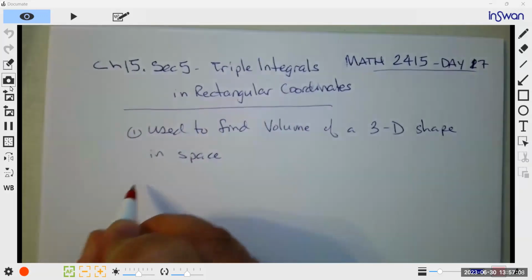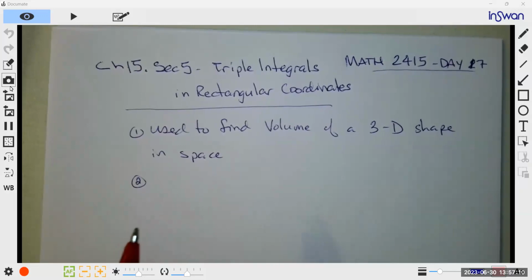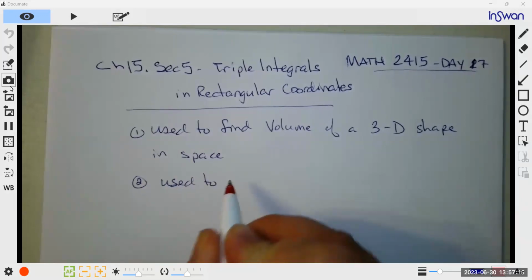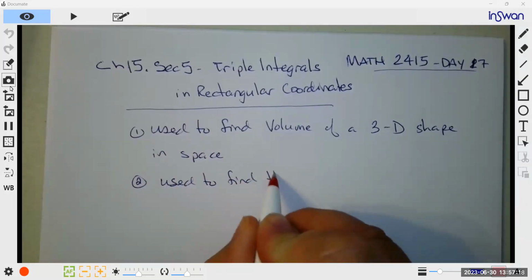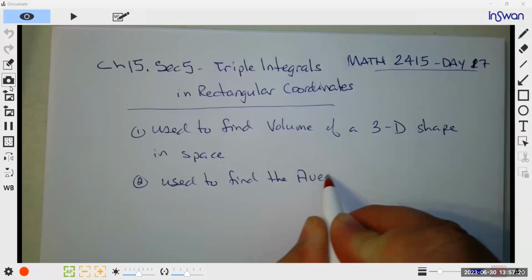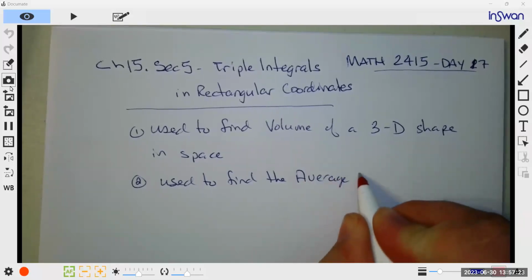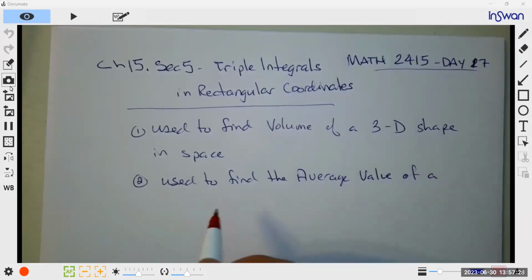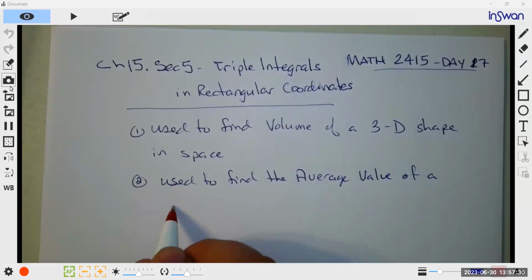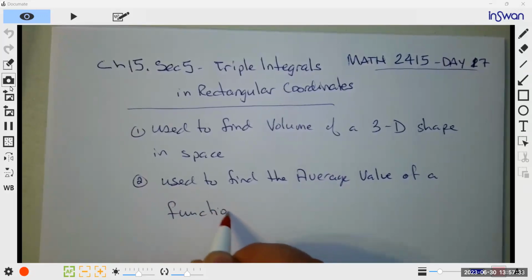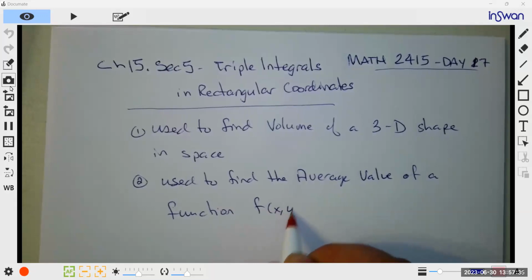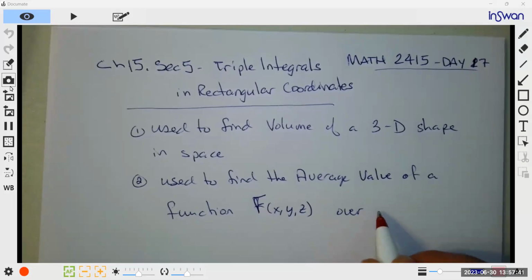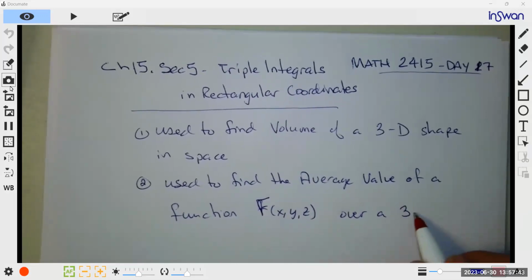That's one thing. Another one we could use it for is to find the average value of a function f(x, y, z) over a three-dimensional region.